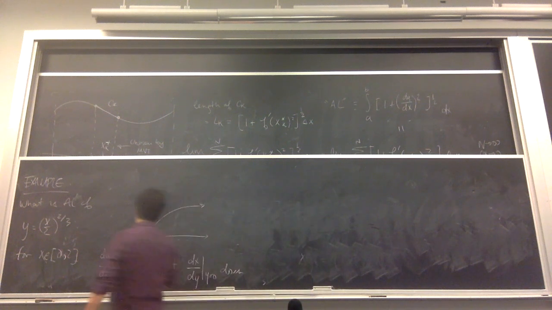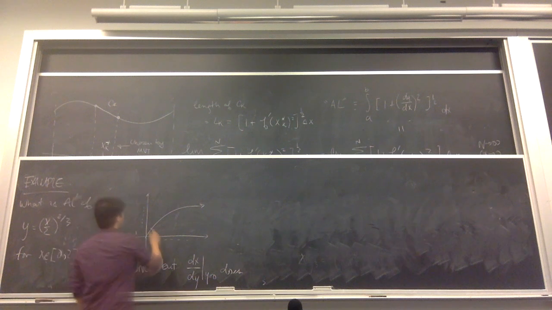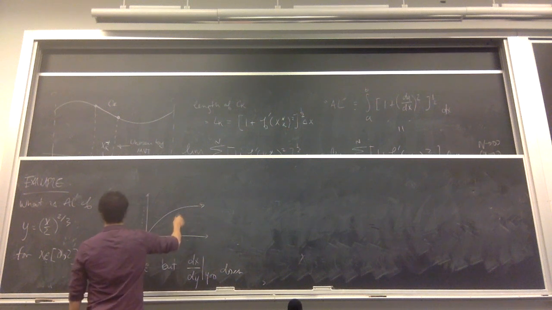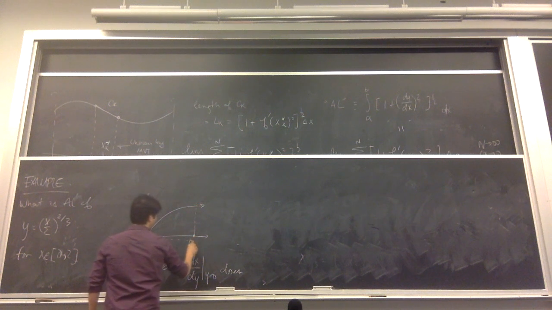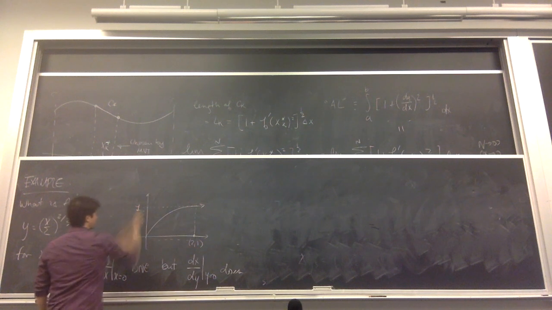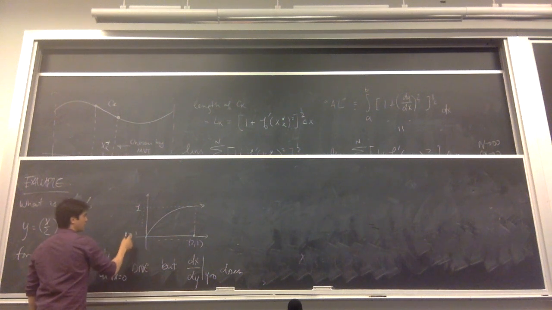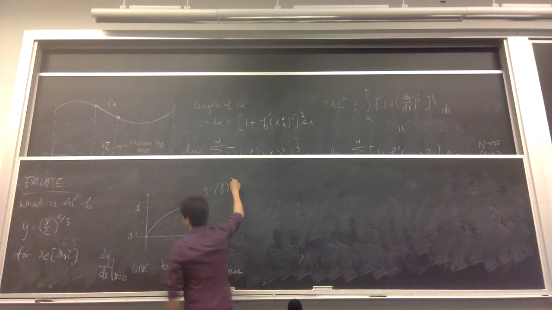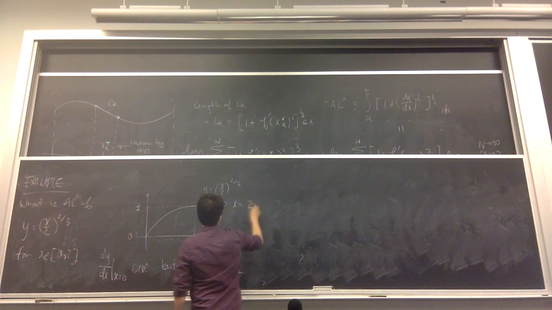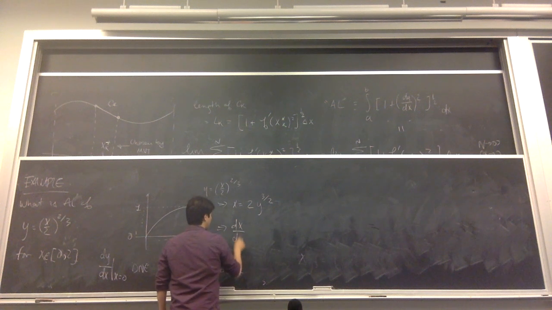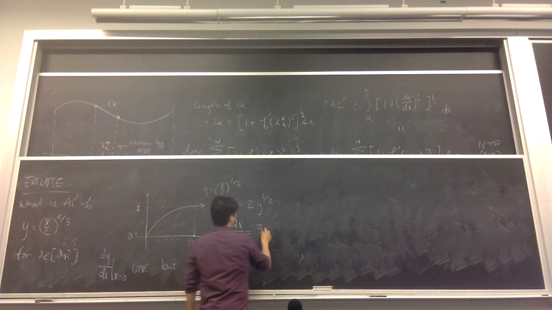So I'll just show you that it's not too bad. We want to walk along here. 0 to 2, so 2 is going to be at 1 here. So we have (2, 1). How high do we get? 1. So if we're walking along y, we have to go from 0 to 1. This curve is given by y equals x^(2/3), which means that x is equal to y^(3/2), which means that dx/dy is (3/2)y^(1/2).